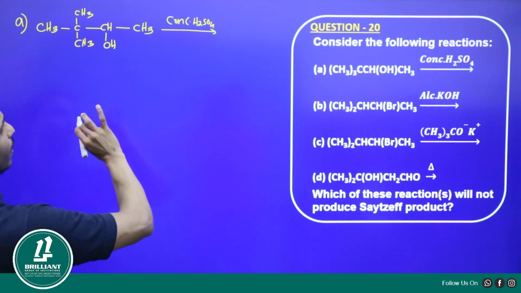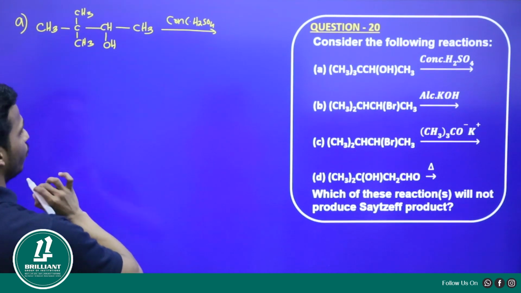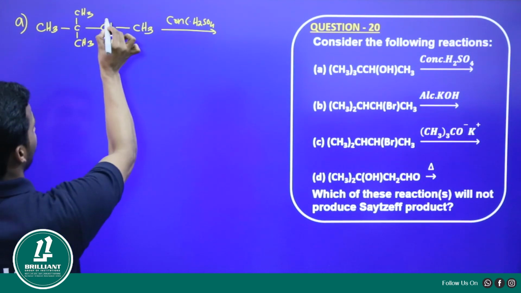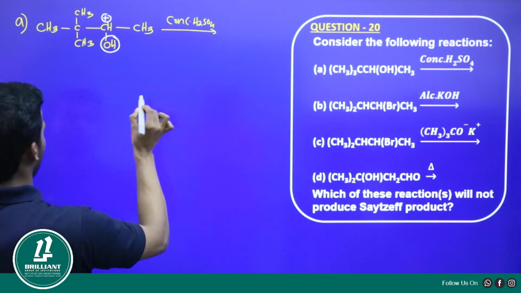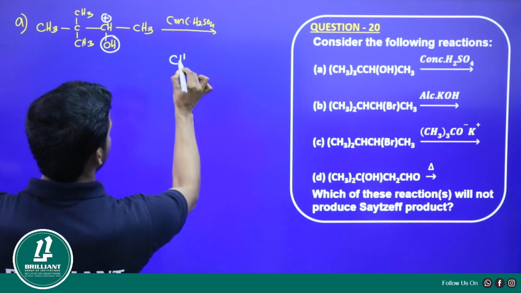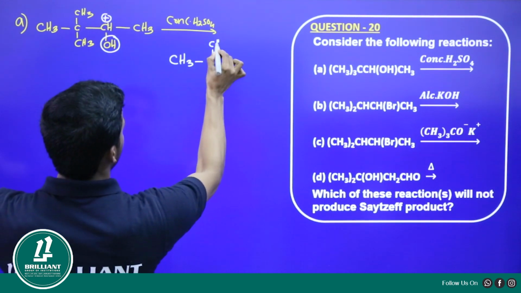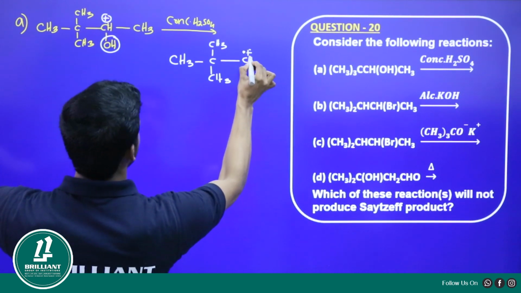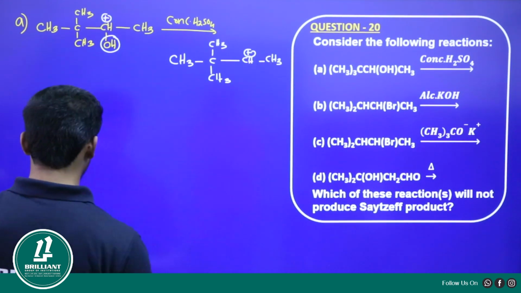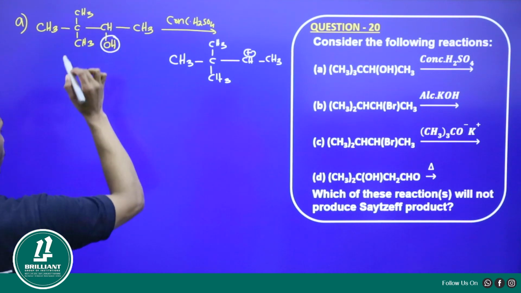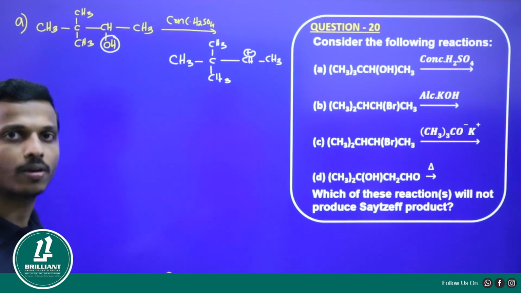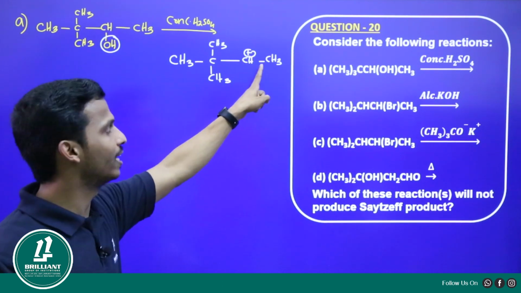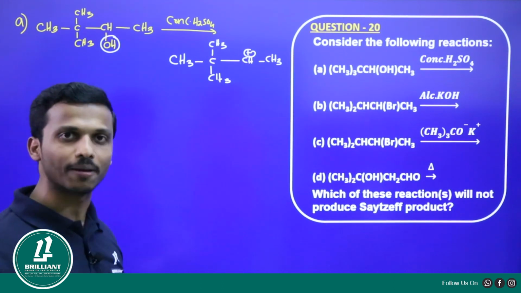What happens when you treat it with concentrated sulfuric acid? First, it will remove this OH and form a carbocation, right? What is the carbocation forming? Here you will get CH3, C, CH3, CH3 and CH plus CH3. This is the carbocation forming. Can you tell me what carbocation this is? Whether it is primary, secondary or tertiary? It's a secondary carbocation, right? It's connected to two nearby carbon atoms.